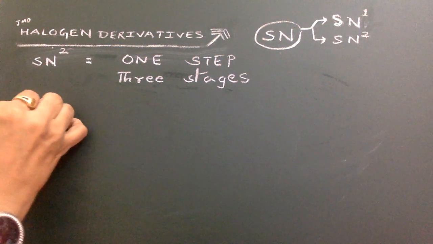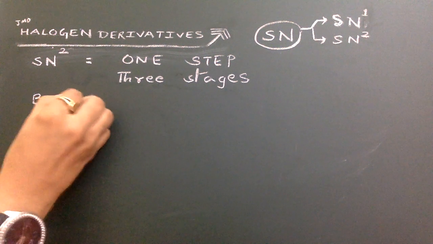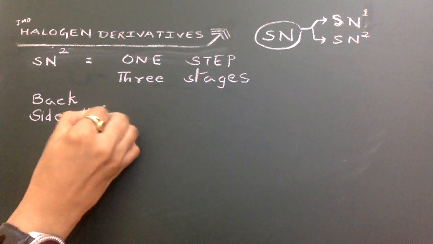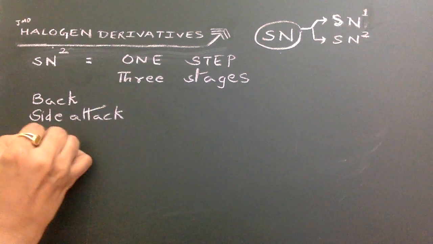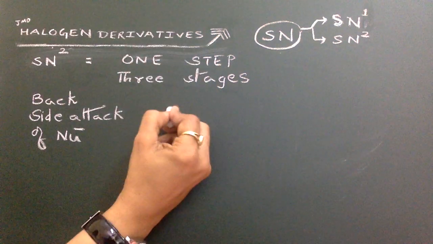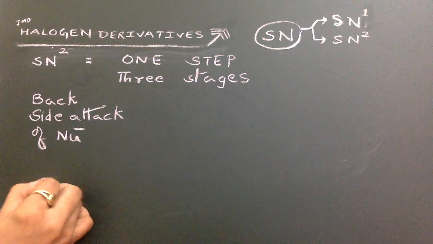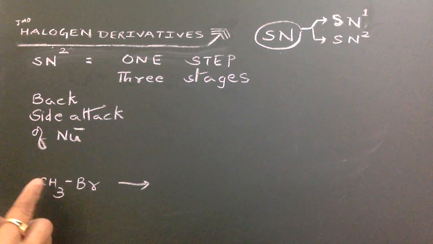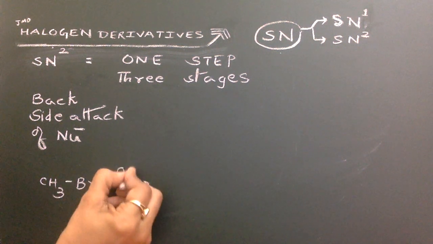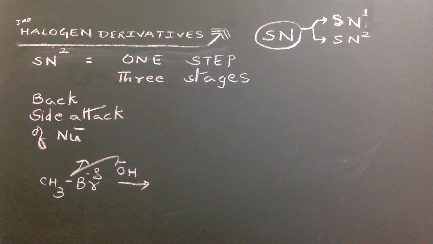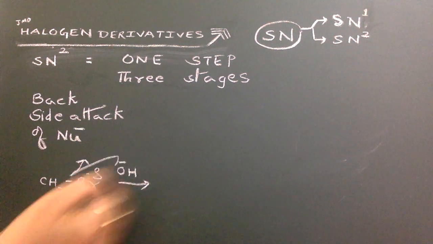Let us see what. The first stage is the backside attack of the nucleophile. Now what do we mean over here? See, when we have CH3Br, whether this is methyl or tert-butyl, when OH minus approaches from front, it can't approach. OH minus attacks from front, it is repelled back.